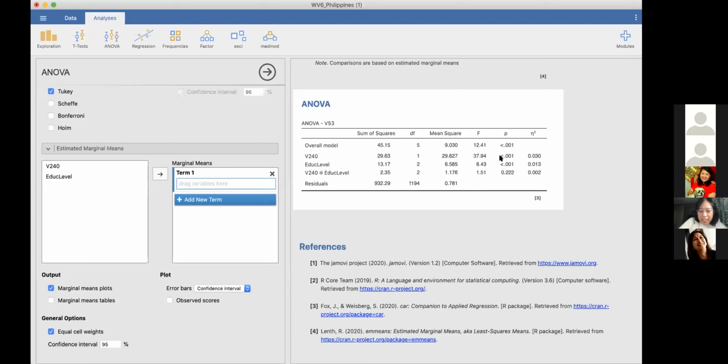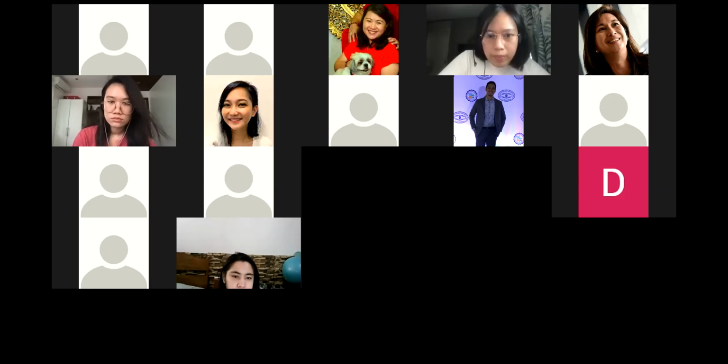Ma'am, question. I'm not sure if it's just my version, but you have that row, the overall model. You don't have that row? Yes, in the table, ma'am. The ANOVA, then education level, V240. You don't have it? Just the row for the overall model. I'm not sure if I should click on something for it to show. Ma'am, there's no share screen. Sorry.